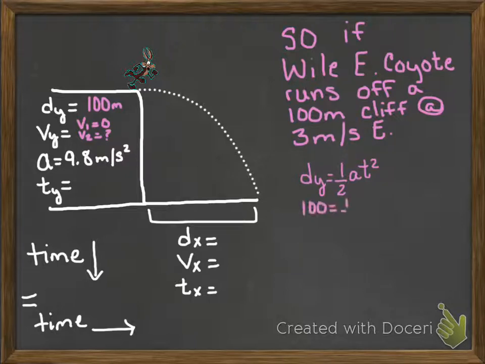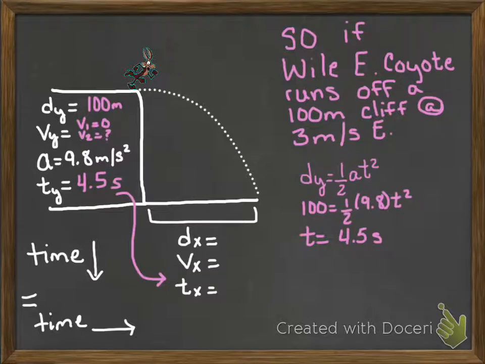So let's plug in. That's going to be 100 equals 1/2 times 9.8 times t squared, and I'm just going to solve that for t. If we do that, t is going to equal 4.5 seconds. So I'm going to go ahead and fill that in, 4.5 seconds. Now I said that my time in the y direction was the same as my time in the x direction. So vertical and horizontal time are both going to be 4.5 seconds.